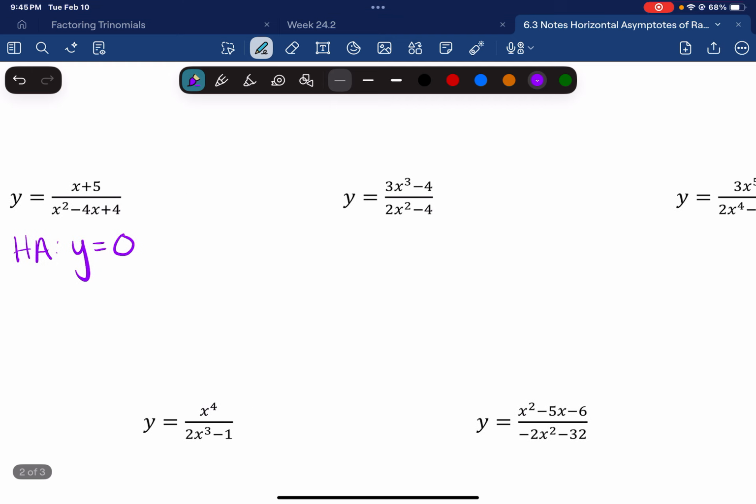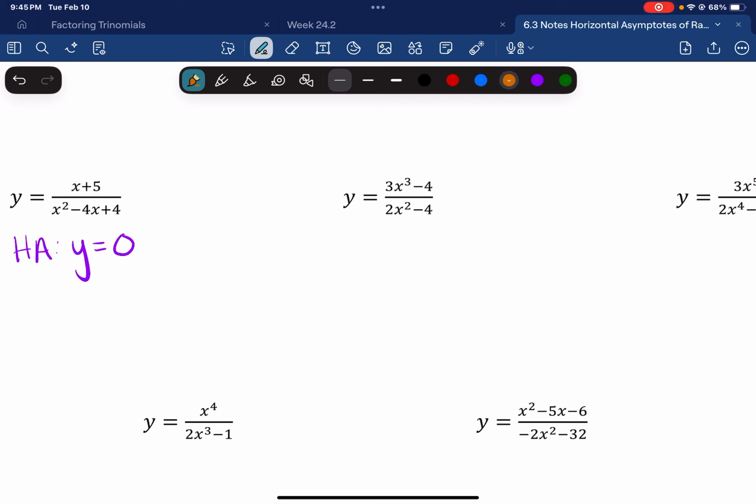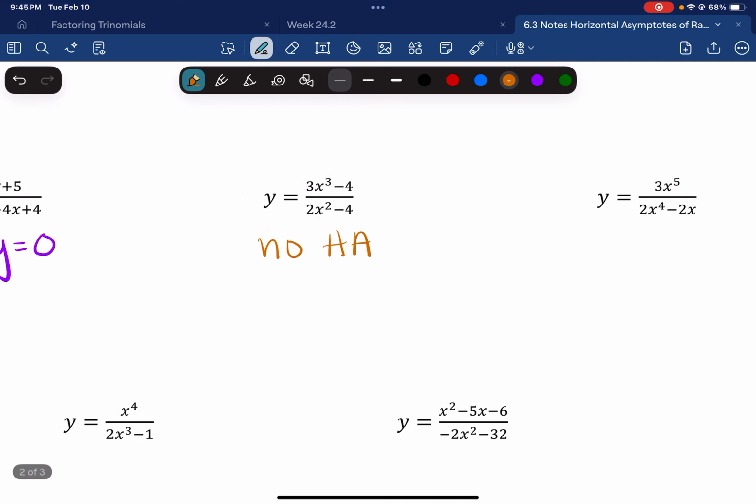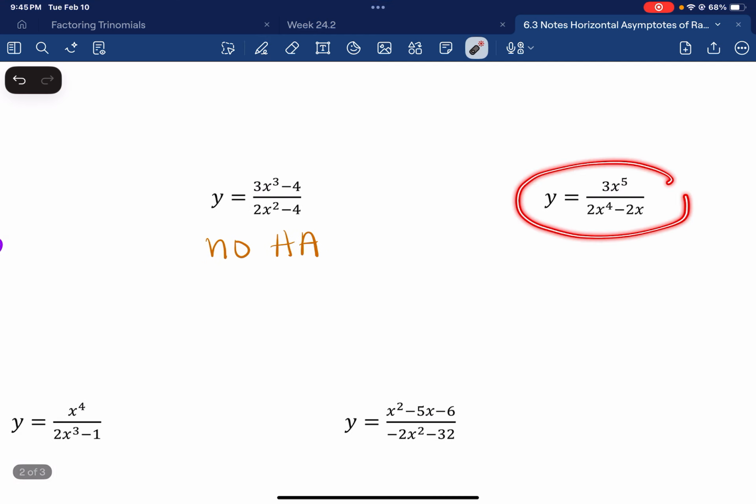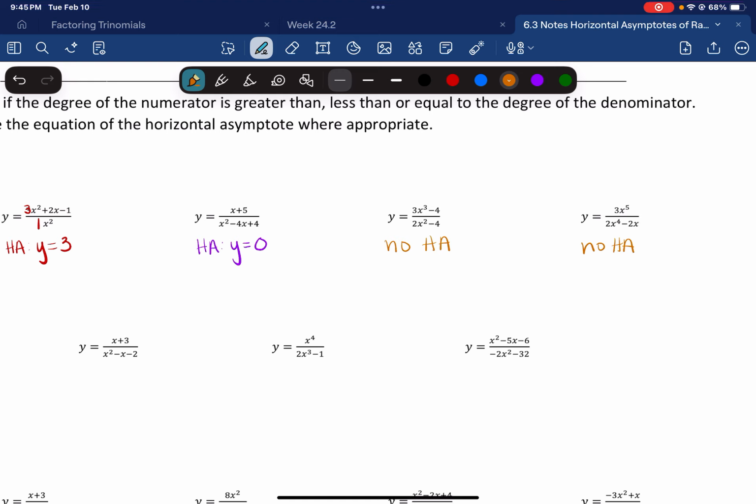Okay, let's look at this example right here. The degree of our numerator is greater than the degree of our denominator. Because that exponent up here in our numerator is larger, that's top heavy, that means we do not have a horizontal asymptote. No horizontal asymptote. Okay? The same is true for this next function right here. The degree of the numerator is greater than the degree of the denominator. So because that's the case, again, there's no horizontal asymptote. All right? Let's look at a couple more.